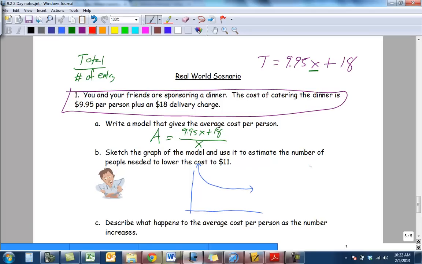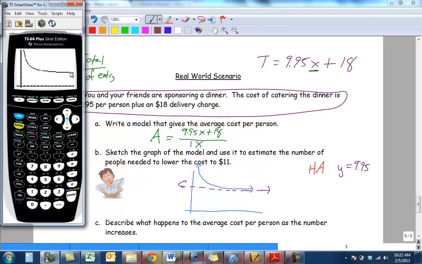So that means the horizontal asymptote is going to be Y equals the ratio of coefficients. So here, this is 9.95 to 1. Y is equal to 9.95 to 1. So there's a horizontal asymptote at Y is equal to 9.95. This is our horizontal asymptote that this graph is approaching. And if you look at the calculator, it's going down, but then it kind of levels out a little bit.